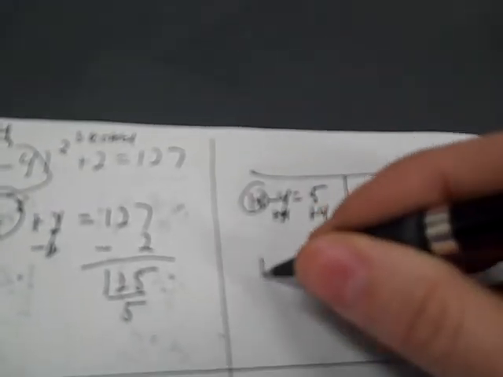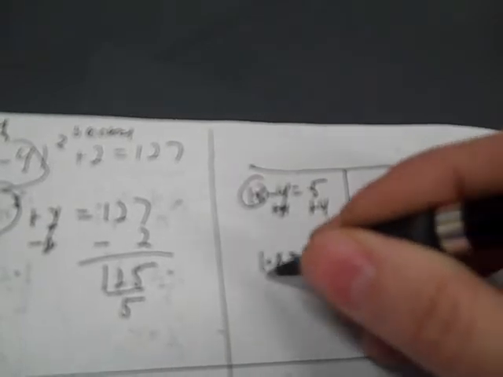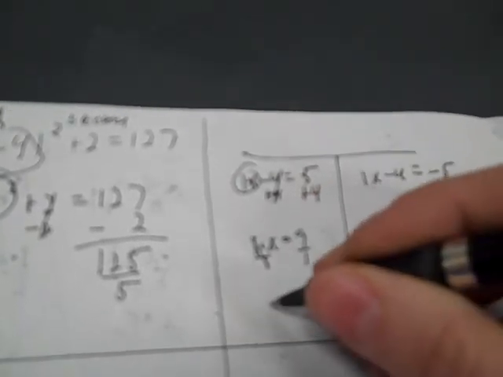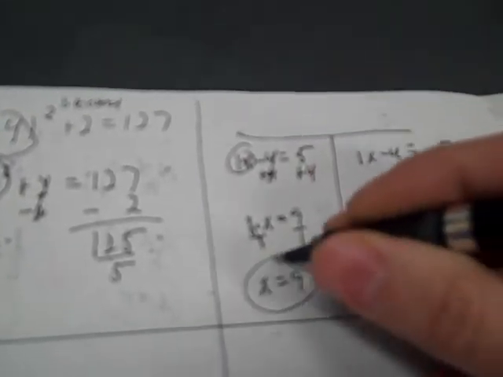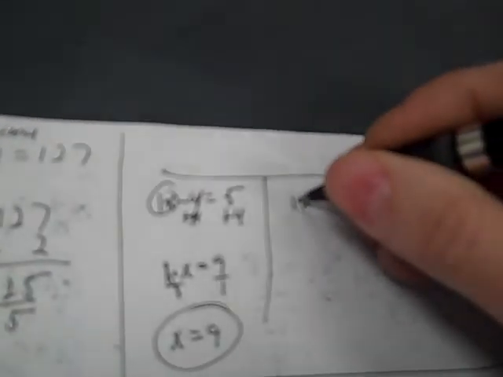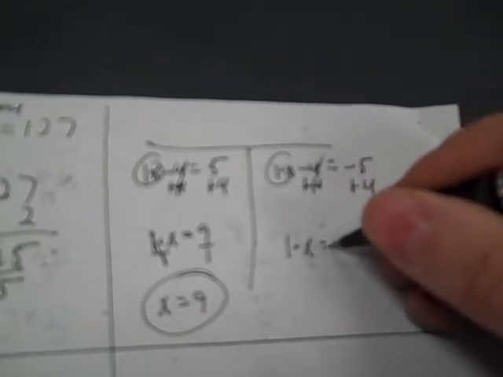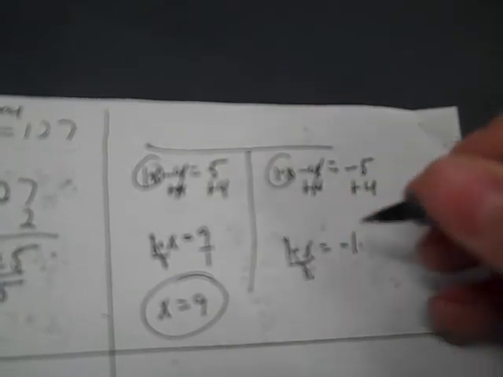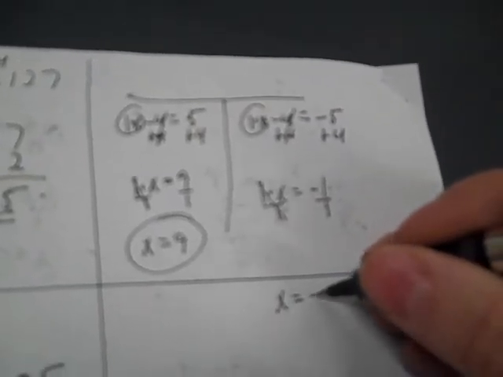So I add 4, and 5 plus 4 is 9. Divide by 1 keeps it at 9. And then plus 4. Negative 5 plus 4 is negative 1. Divide by 1, and that makes us at negative 1.